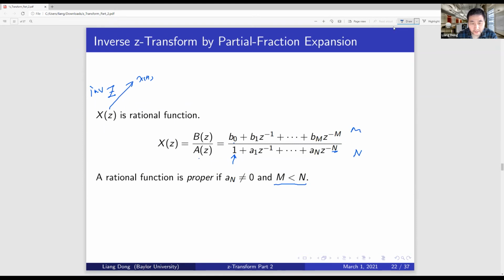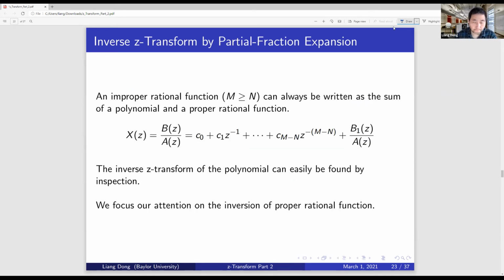If this is the case, the rational function is proper, and there's no way for me to further do the long division. I cannot do long division. It ends up like this. If m is greater than n, I can always do a long division. So I divide and get a polynomial. Then what's left is a proper rational function.